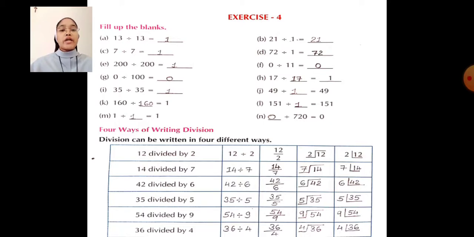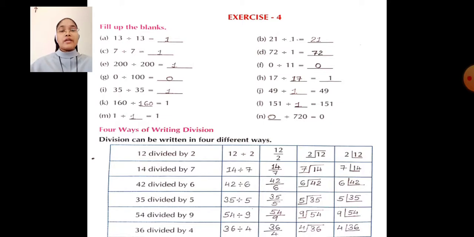When a number is divided by itself, it gives 1 as the answer. Next, when a number is divided by 1, it gives the number itself. 0 divided by any number is 0.